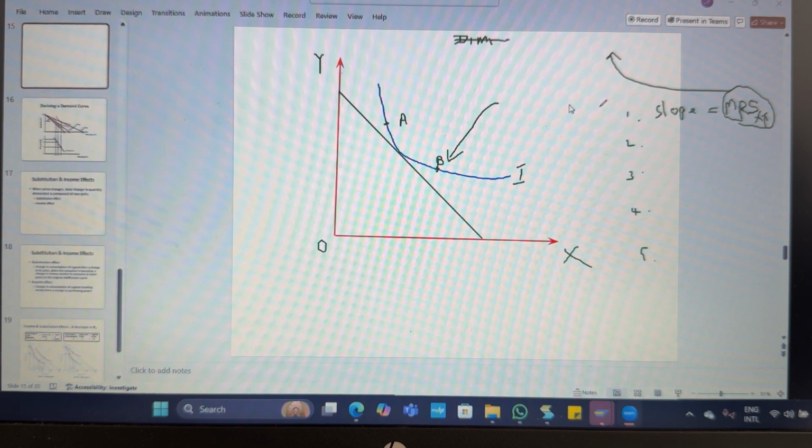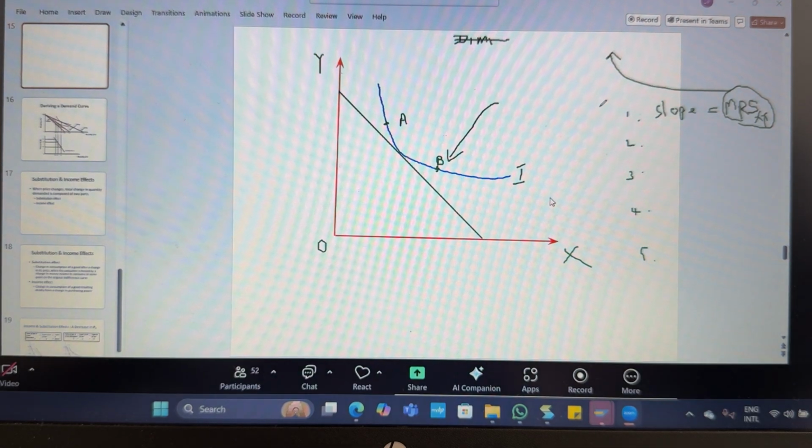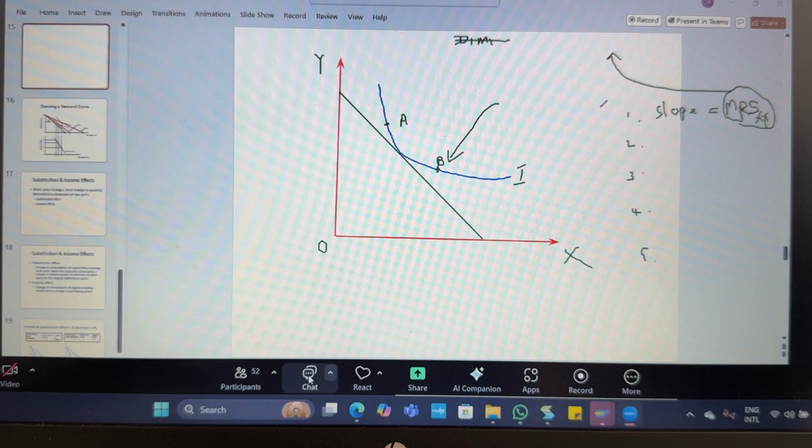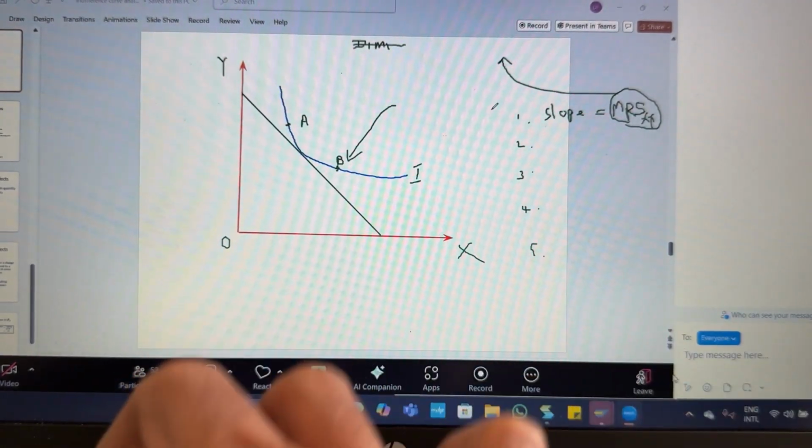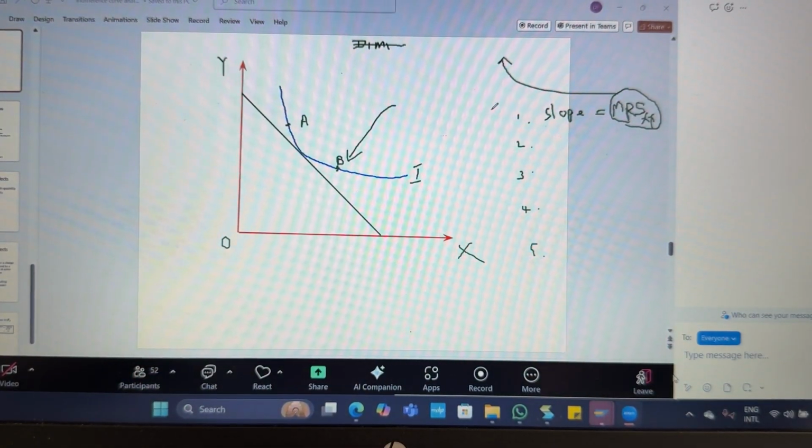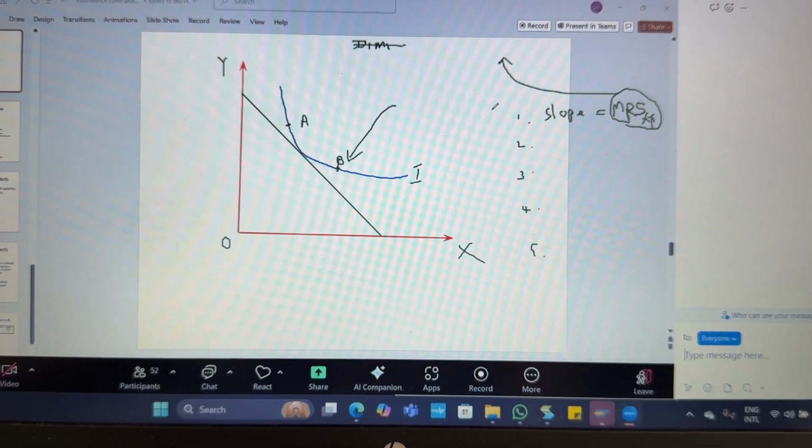Another feature, what can you say about the points A and B? Both A and B are on the same indifference curve. Which point do you like actually? Without asking this basic question, I could have started this session, but I didn't feel that. So, which point would you like to be on, A or B? Both are the same.